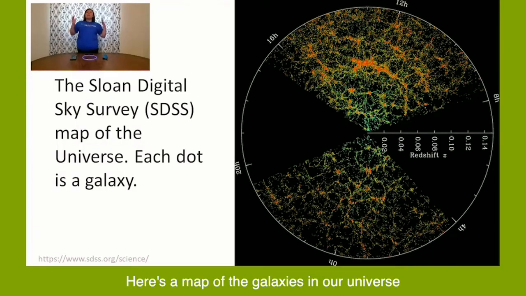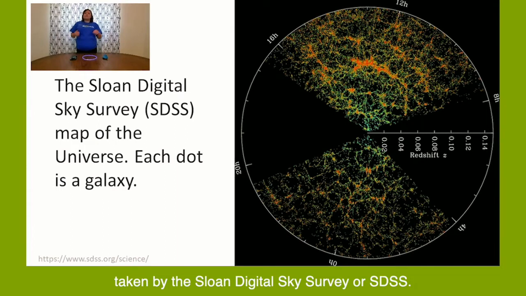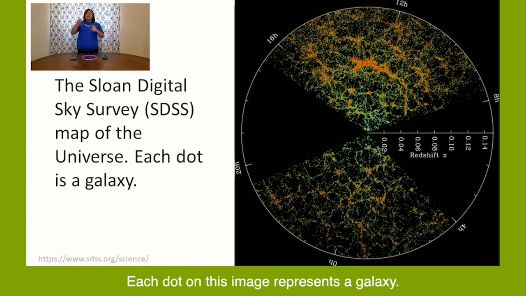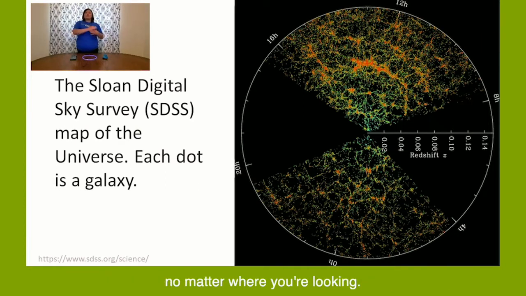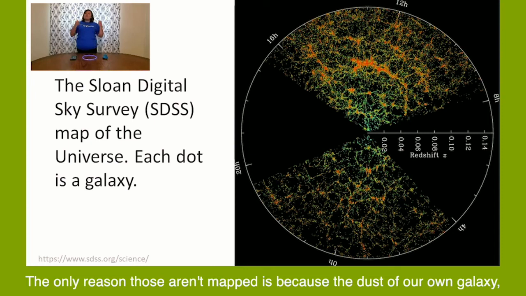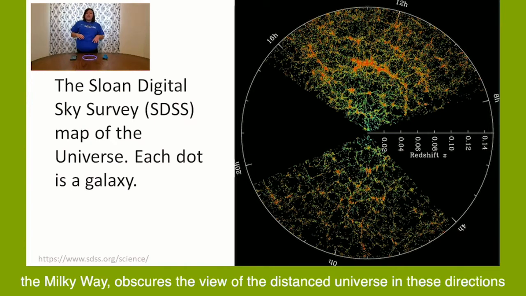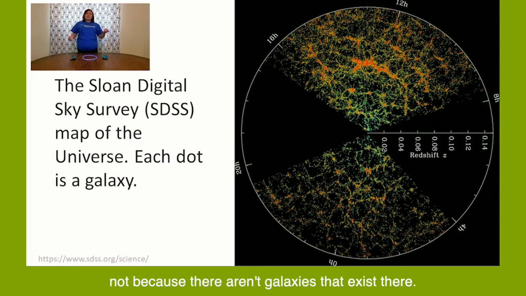Here's a map of the galaxies in our universe taken by the Sloan Digital Sky Survey, or SDSS. Each dot on this image represents a galaxy. Notice that there's this web-like structure that looks the same no matter where you're looking. Also, note that there are these black wedges. The only reason those aren't mapped is because the dust of our own galaxy, the Milky Way, obscures the view of the distant universe in these directions, not because there aren't galaxies that exist there.